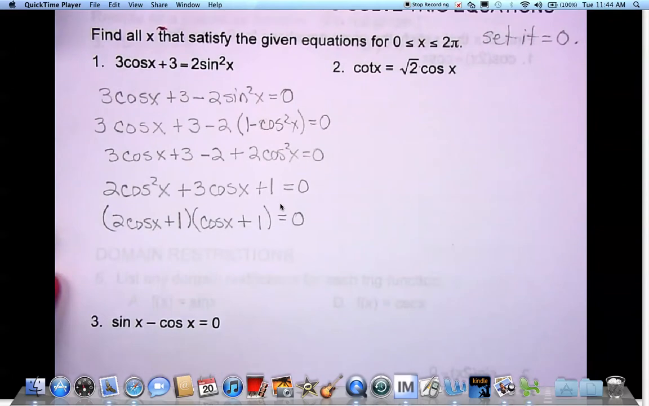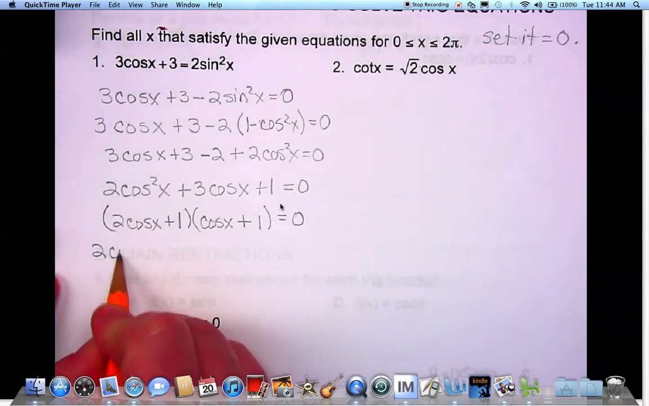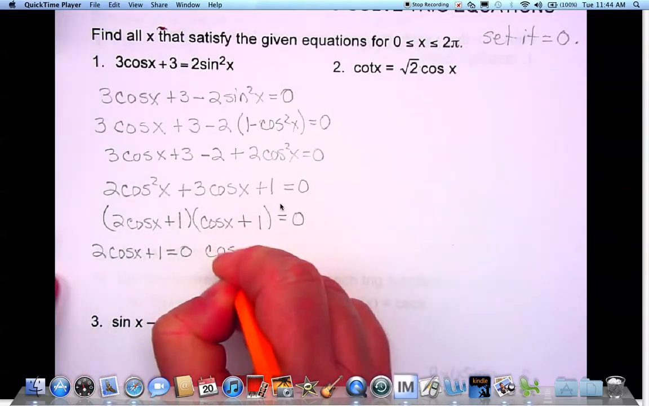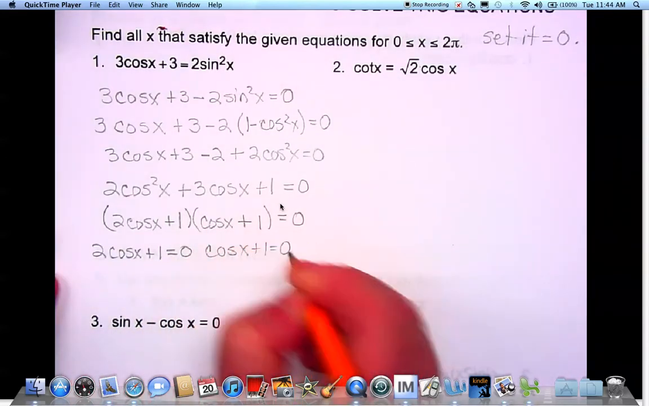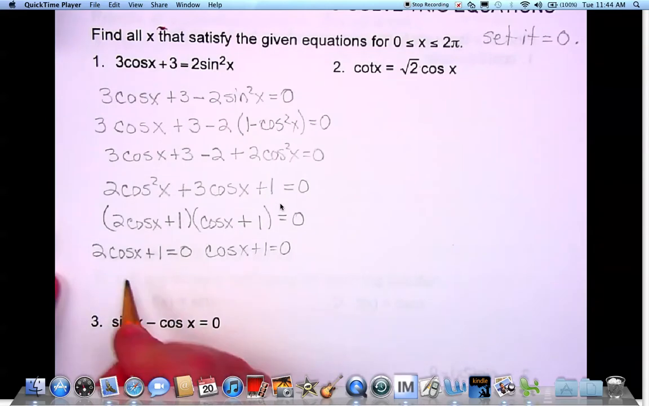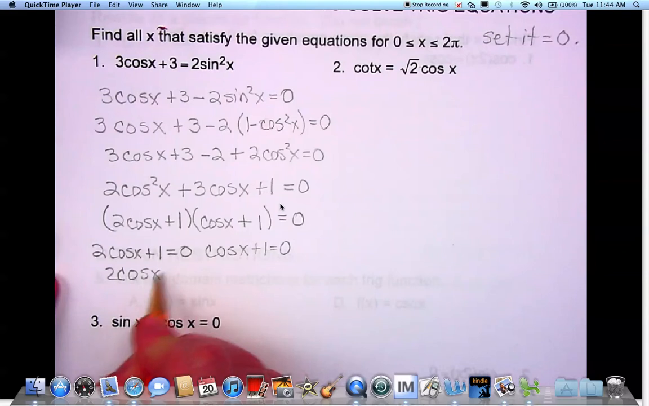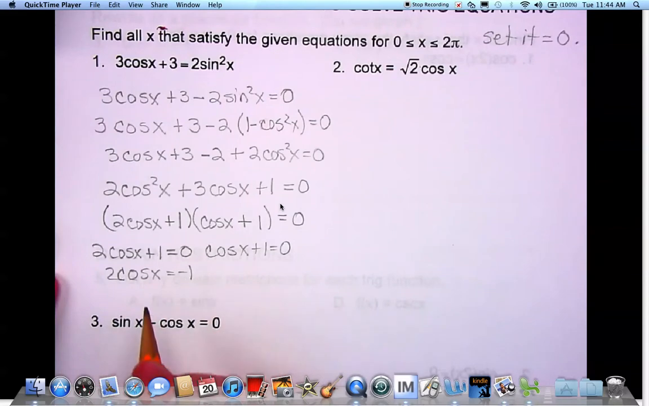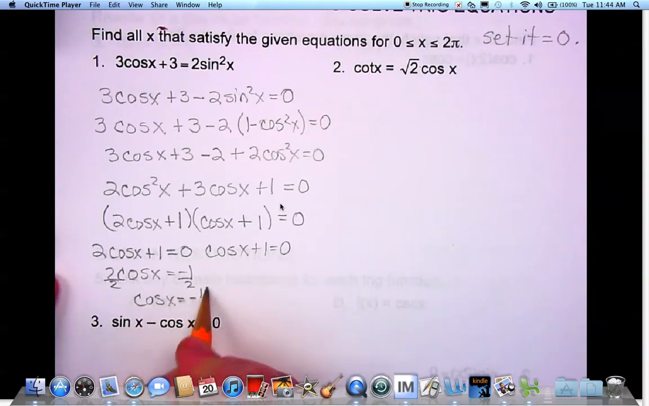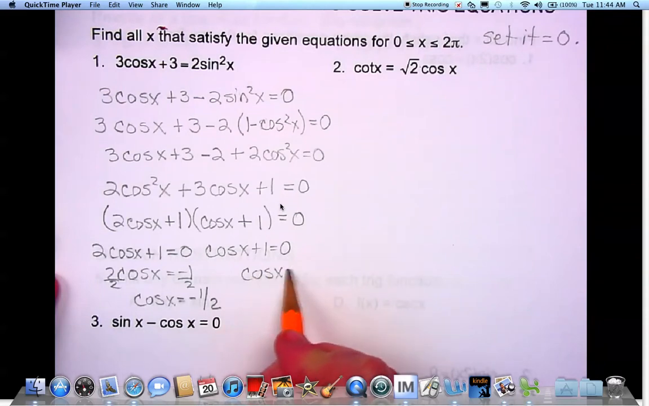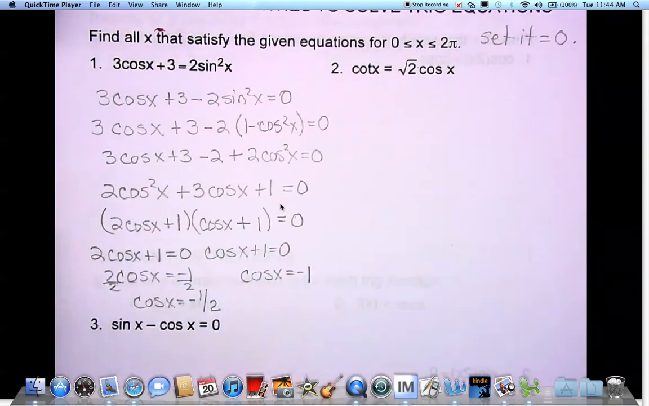So what do we do after that? Set each factor equal to 0. So 2 cosine x plus 1 equals 0, and cosine x plus 1 equals 0. Cosine x equals negative 1, and we'll divide by 2, so cosine x equals negative 1/2. And this one, cosine x equals negative 1.